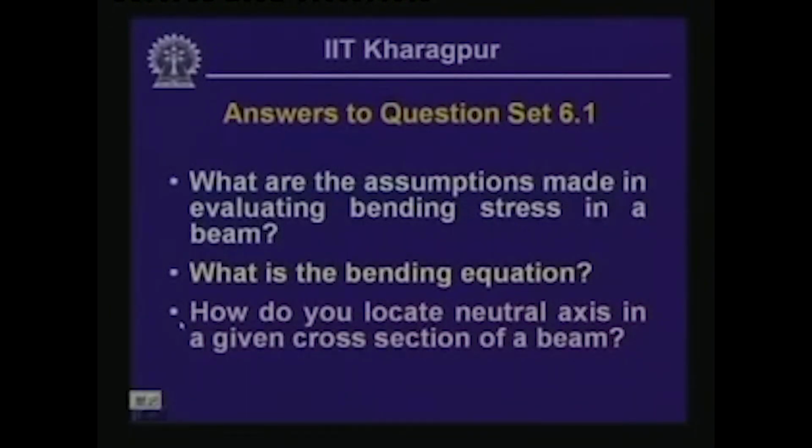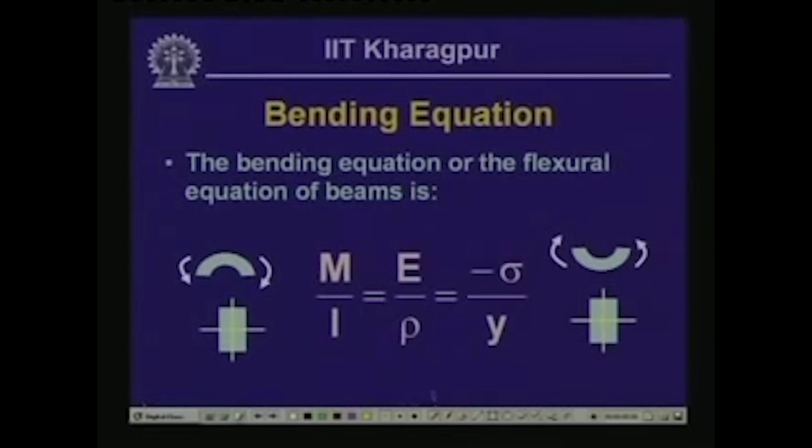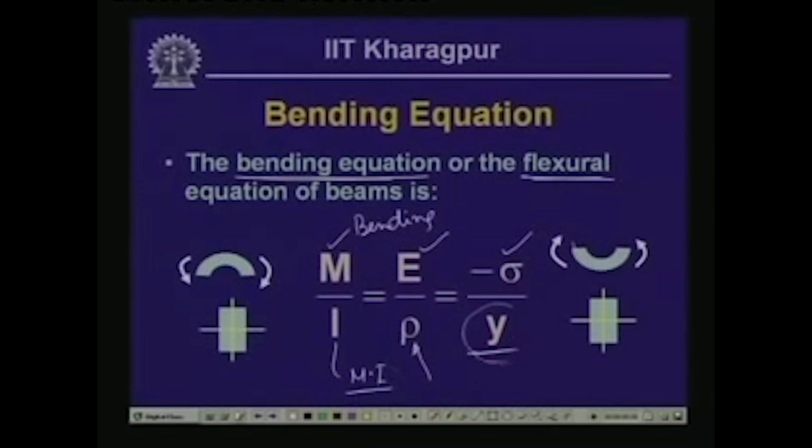Now, the second question was, what is the bending equation. We derived this last time: M by I is equal to E by rho is equal to sigma by y. We call this the bending equation or the flexural equation. Here, M is the bending moment, I is the moment of inertia of the cross section, E is the modulus of elasticity, rho is the radius of curvature of the axis of the beam, sigma is the bending stress, and y is the point where we are trying to find the stress.